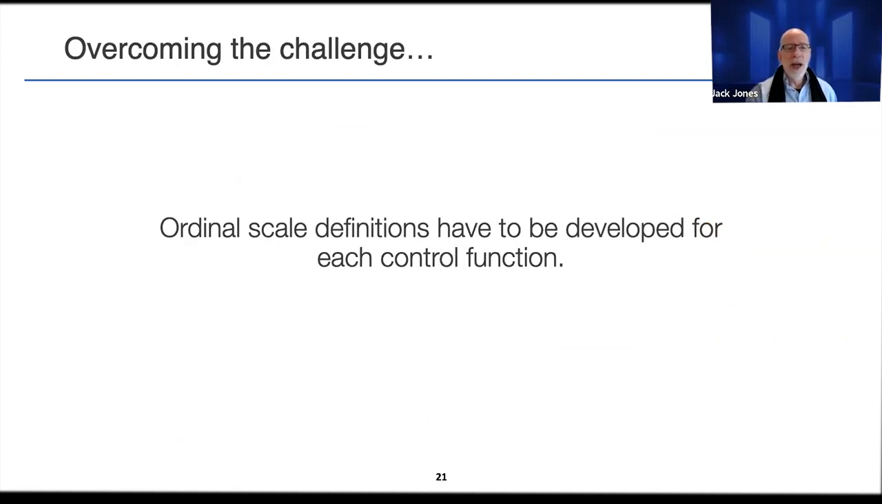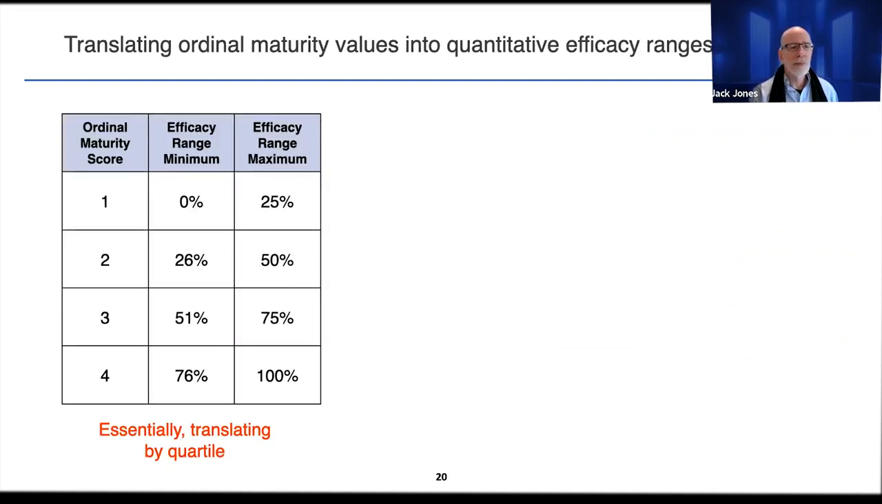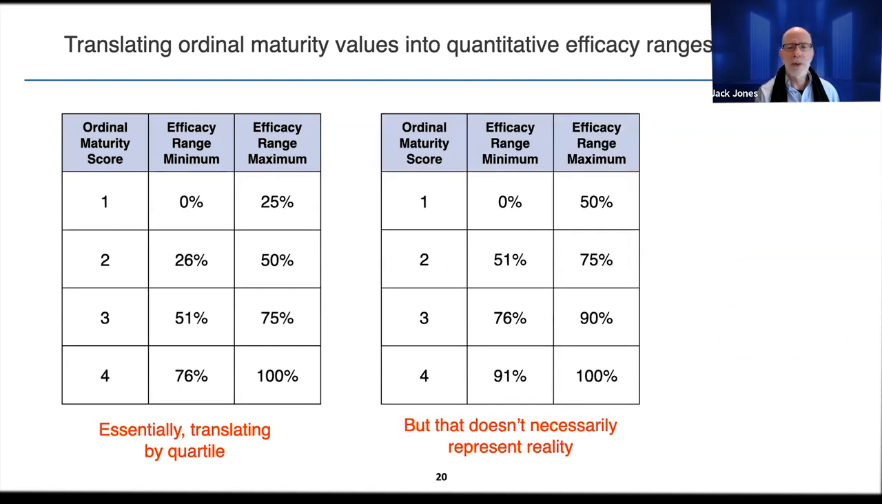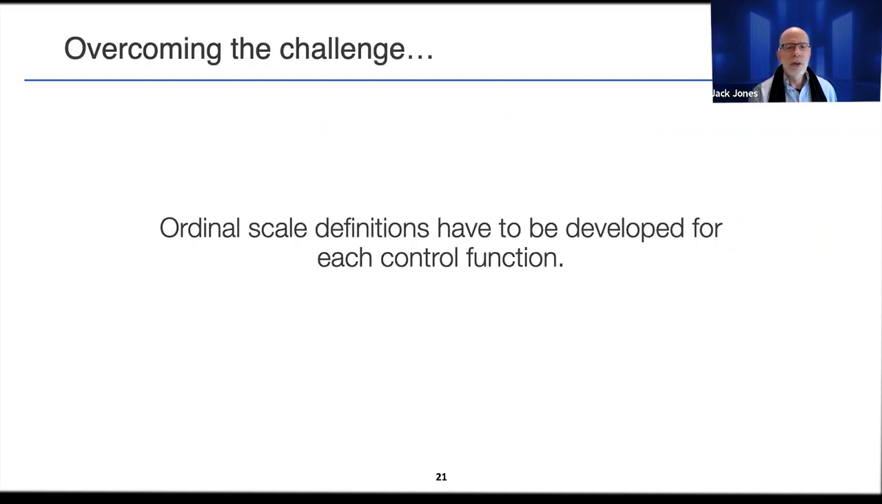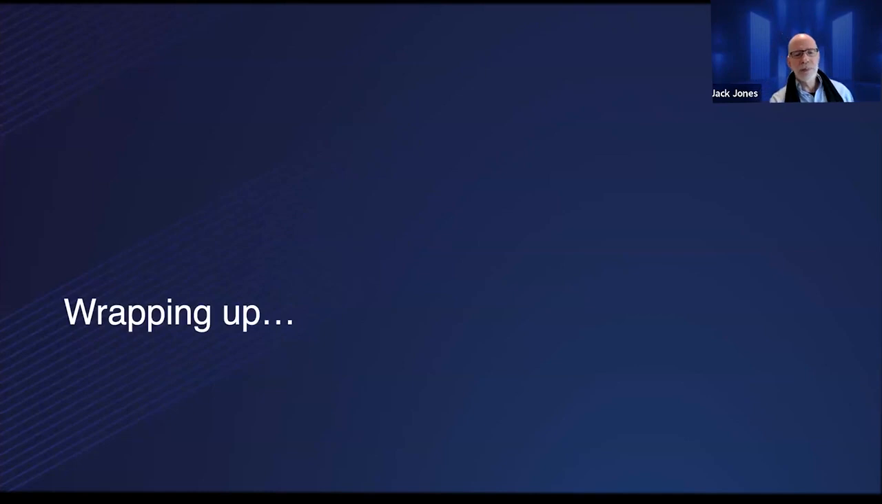So as I said, we have to define ordinal scales for each of the control functions in order for us to begin to make these sorts of translations. Oops, why is it going backwards? Shouldn't do that. Okay, so wrapping up.